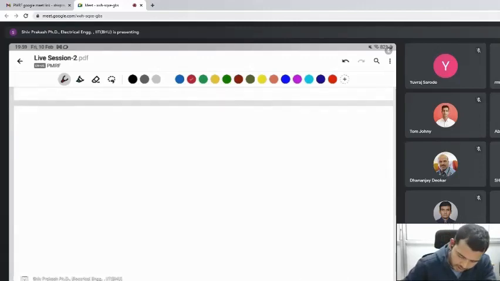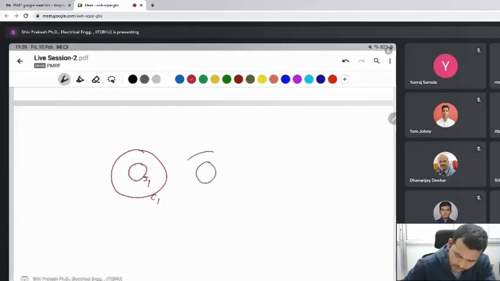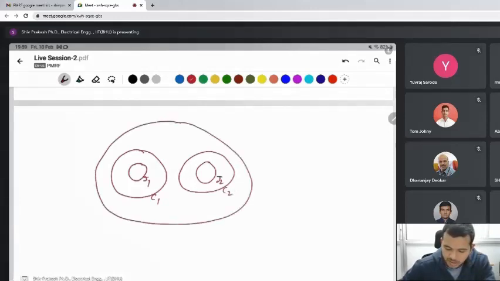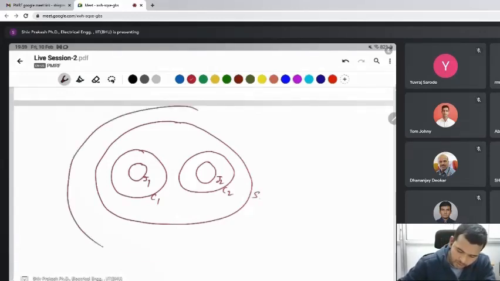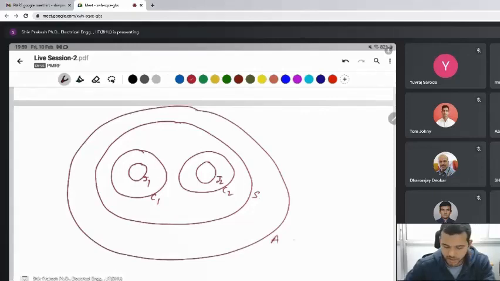We take this one as junction J1 and this one as case C1. The same thing is for the second: junction J2 and case C2. Both are mounted on the same surface, the same heat sink, and the ambient temperature for both is the same.